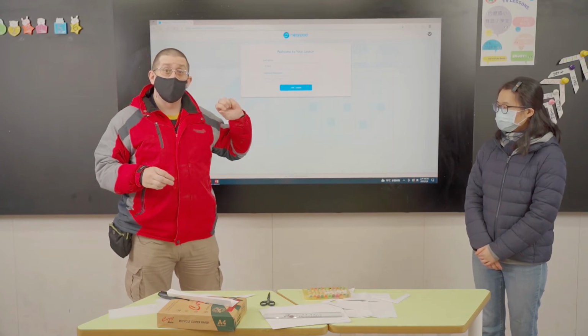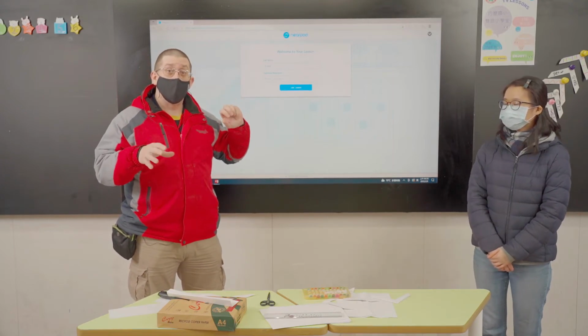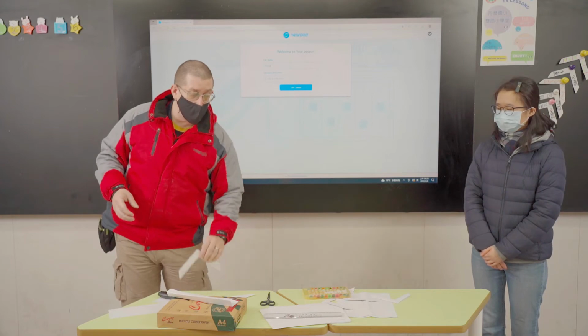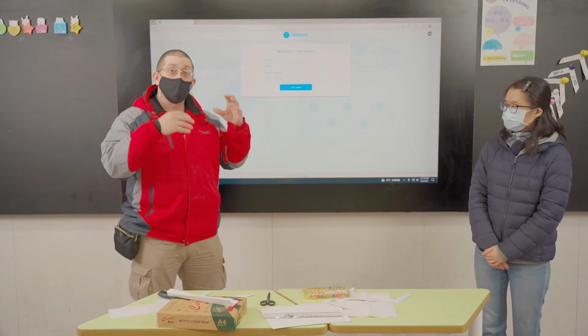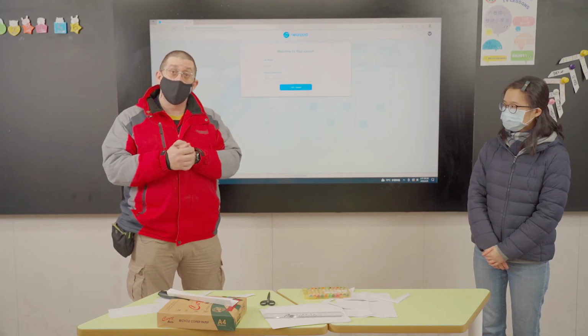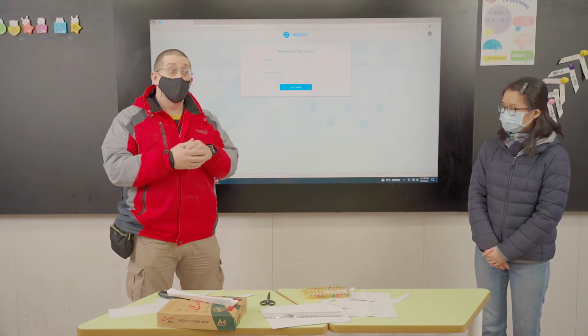Yes, and today, wrapping up here, we're going to take a look at our Nearpod portion of our lesson today. With Nearpod, after we've completed making our paper boomerang and decorating it, we're going to use Nearpod to record what we can do with our boomerang here.